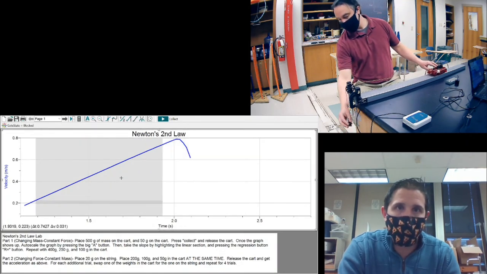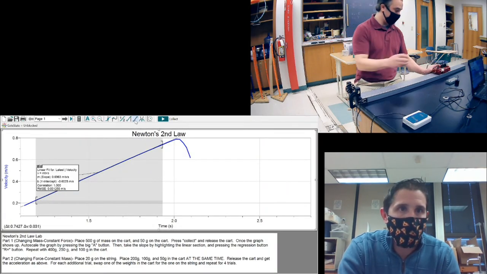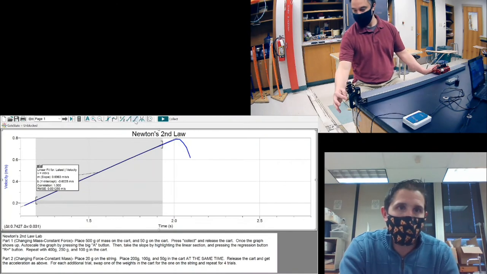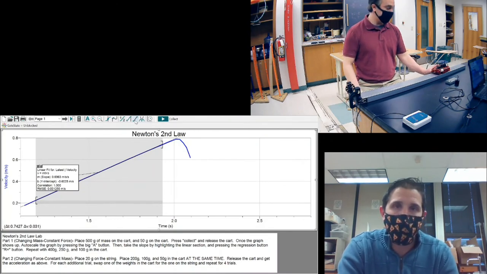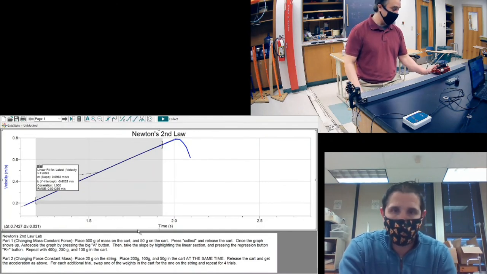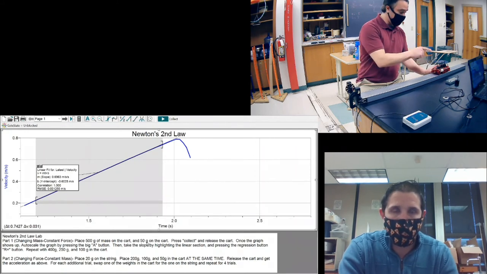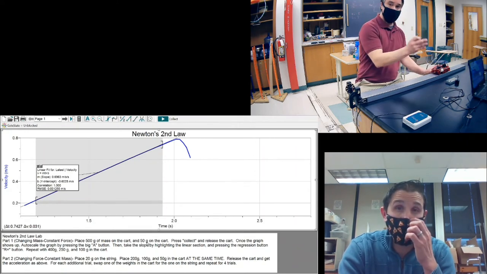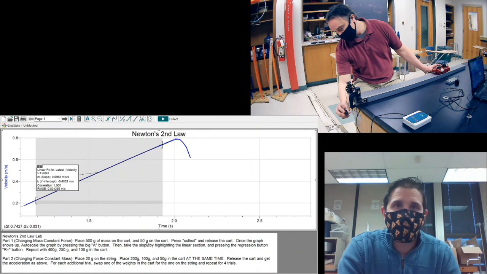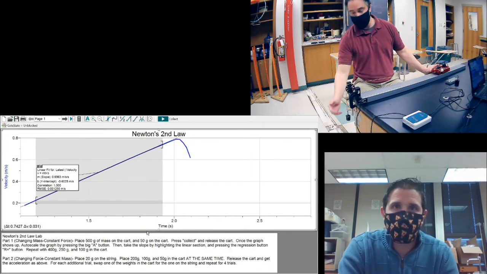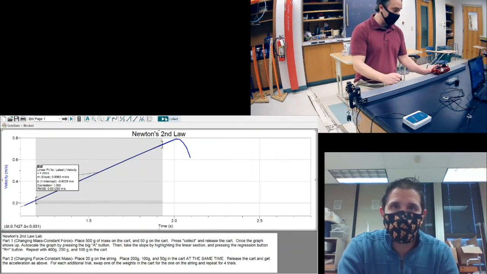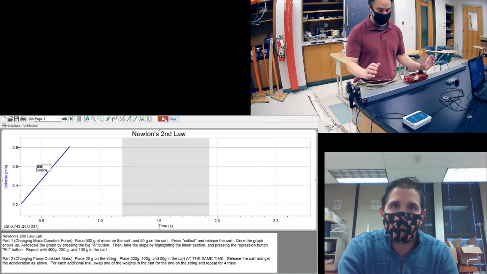In this trial, we got 0.6963 meters per second squared. All right. So now the 50 gram mass is back onto the cart. I'm going to take the 100 gram mass, bring that over. That's going to be our counterweight. This is the force creating the acceleration on the cart, but the mass of the system has stayed the same. Here we go. Ready, and go.